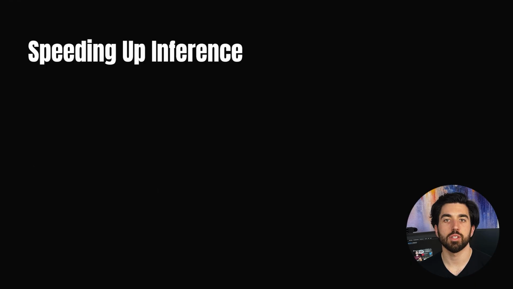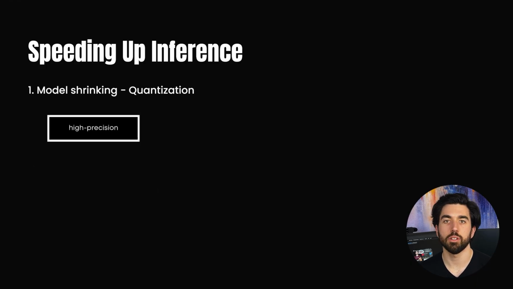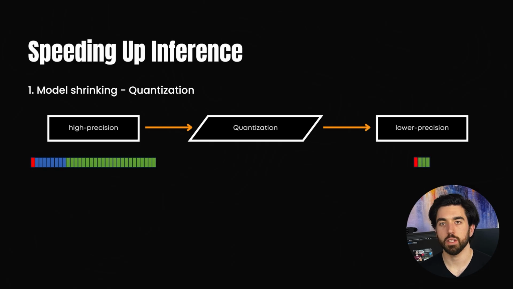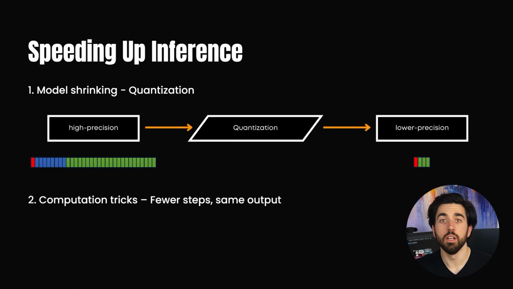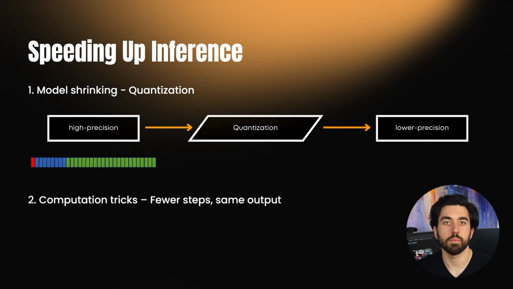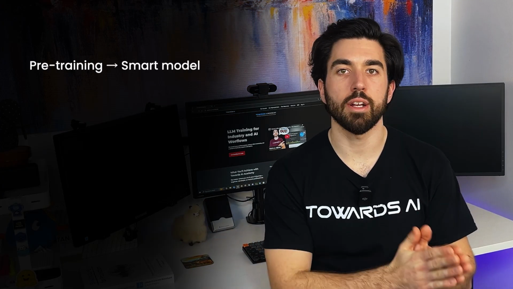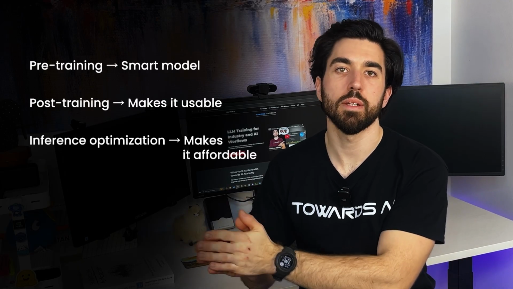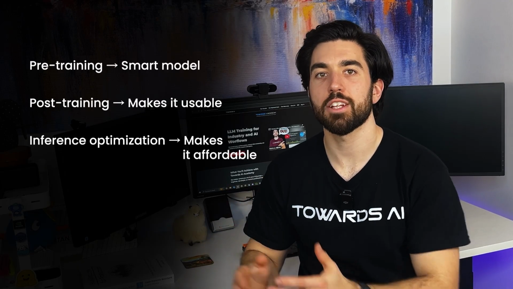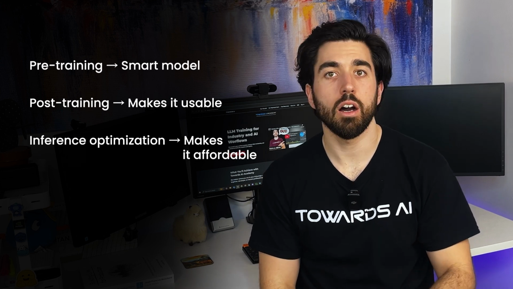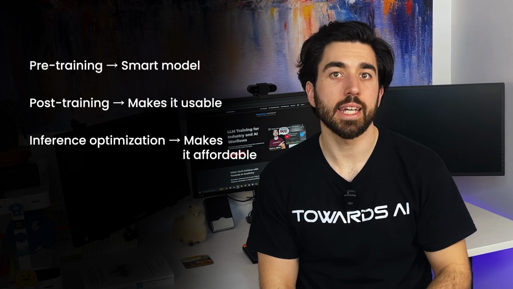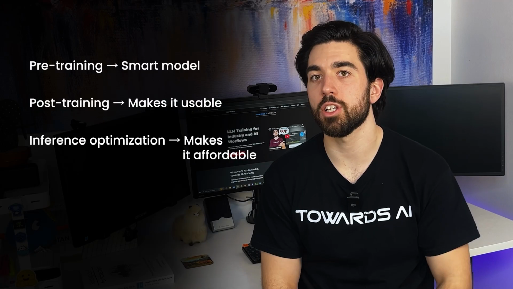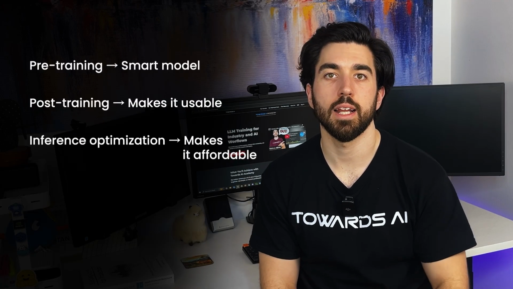That's why AI labs use all sorts of clever tricks to speed things up. Some methods shrink the model down via techniques like quantization and more, making it smaller and easier to run. Others optimize how computations are done so you get the same output with fewer steps. So to recap everything, pre-training makes the model smart, post-training makes it usable, and inference optimizations are what makes it actually economically reliable. All these steps have a crucial role. Making inference fast and efficient is one of the biggest challenges in deploying the smartest LLMs in the real world.